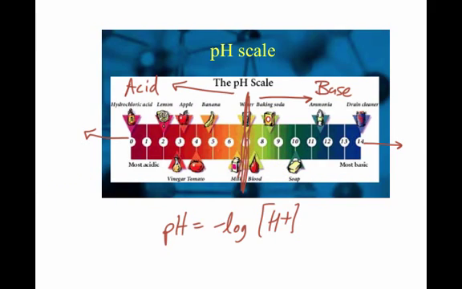And the reason why has to do with one little simple thing. It has to do with the fact that we are taking the negative log. We are flipping it upside down and inverting the scale. That's why our low pHs are acidic and high pHs are basic. We flip-flop the scale by putting the negative in there. Okay, so keep that in mind. The lower the pH, the more acidic it is. Okay, all right.